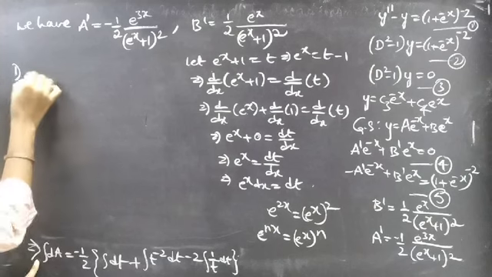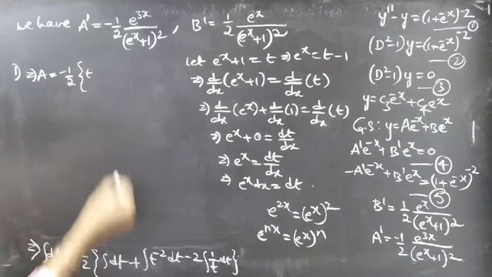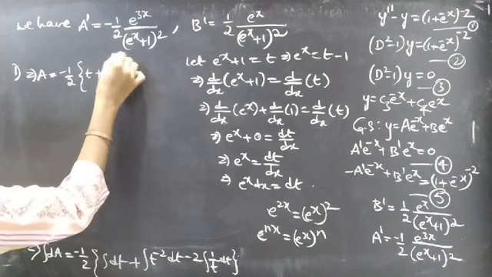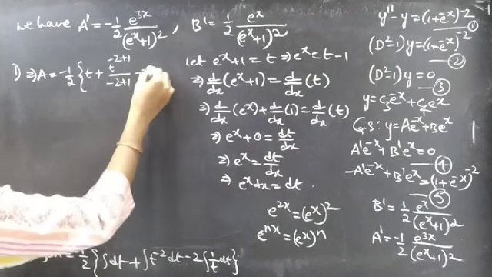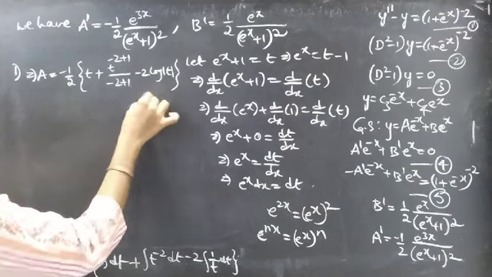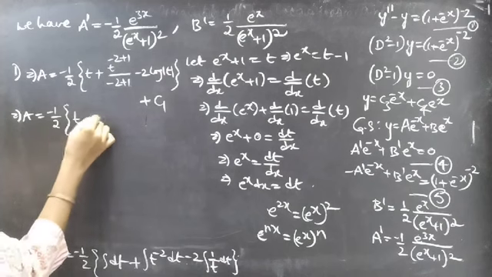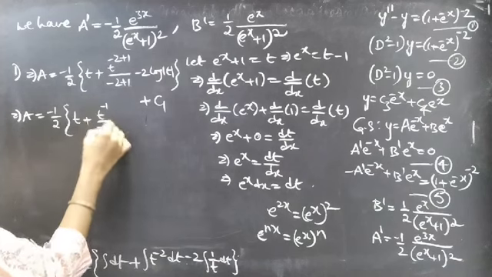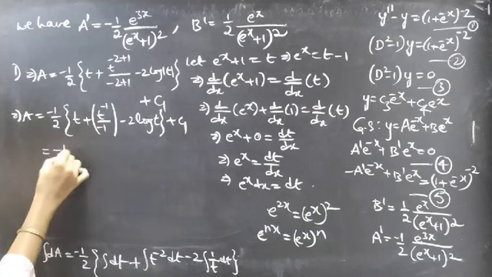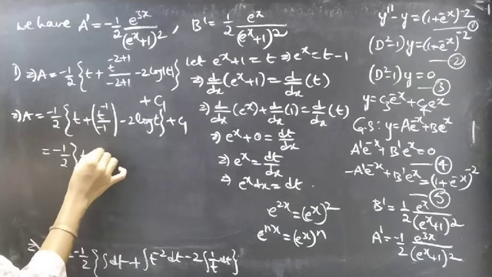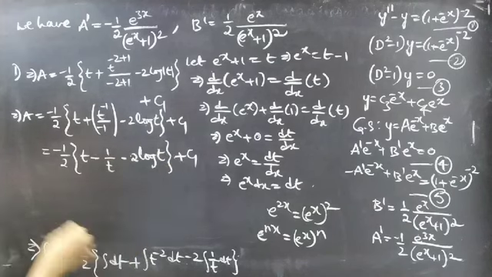So from this we'll get integral dA equal to minus 1 by 2 of integral dt plus integral t power minus 2 dt, which is t power (minus 2 plus 1) by (minus 2 plus 1), minus 2 into integral 1 by t dt, which is log mod t, plus an integration constant, say c1. This gives us A equal to minus 1 by 2 of t plus t power (minus 2 plus 1), which is minus 1, minus 2 log t plus c1, which equals minus 1 by 2 of t minus 1 by t minus 2 log t plus c1, right?